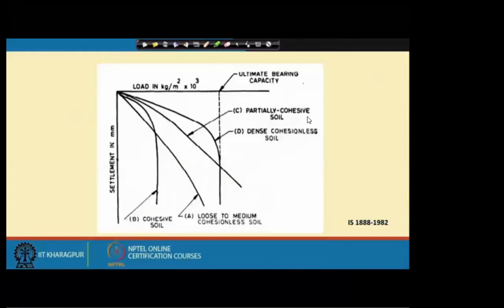Now, at the end of the test we will get this type of plot. This is the plot for the cohesive soil, this is the plot for the loose to medium cohesionless soil, this is for the dense cohesionless soil, and this is for partially cohesive soil. This chart is taken from the IS code. But one thing I want to mention is that in these different plots, we are not getting any peak.